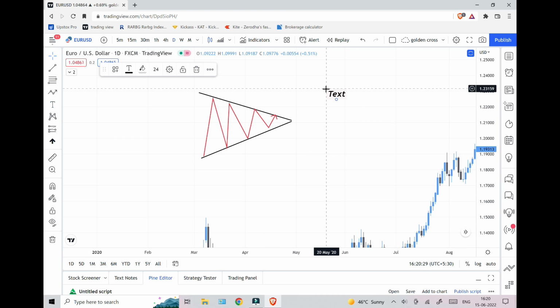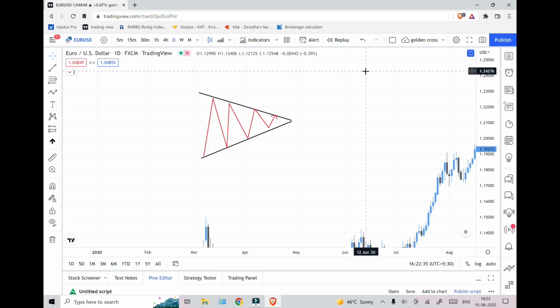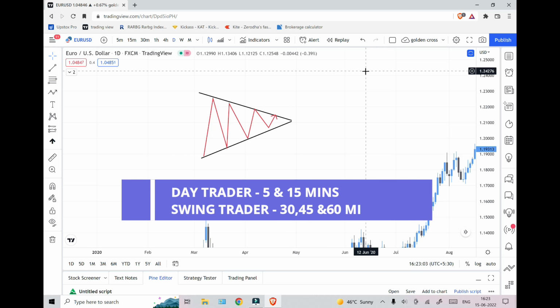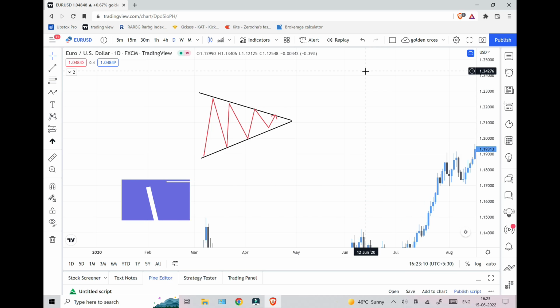In a symmetrical triangle, there are 50-50 chances that the market is going to go either way. So make sure you get a closing of a candle before you enter. Now which time frames are the best to enter? For intraday players, you can trade this on 5 minutes and 15 minutes. If you are a swing trader, 30 minutes, 45 minutes and 1 hour. So decide the goal and the targets before you enter the trade.